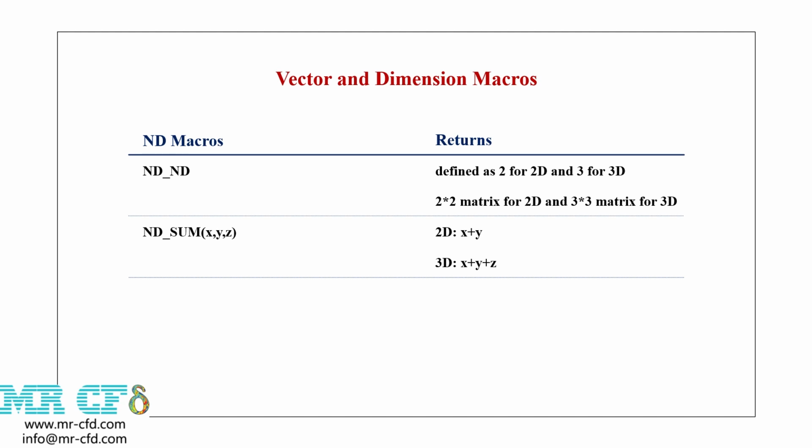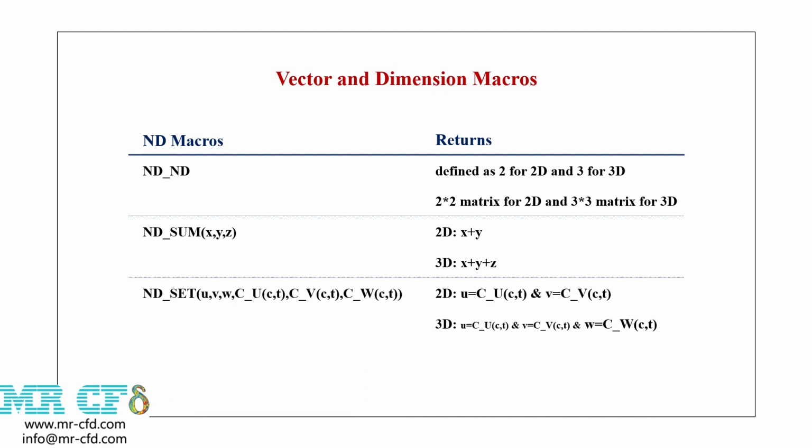The ND_SET macro is used to equate expressions. It means that u is equal to the value of velocity along the x-axis, v is equal to the velocity along the y-axis, and w is equal to the velocity along the z-axis.